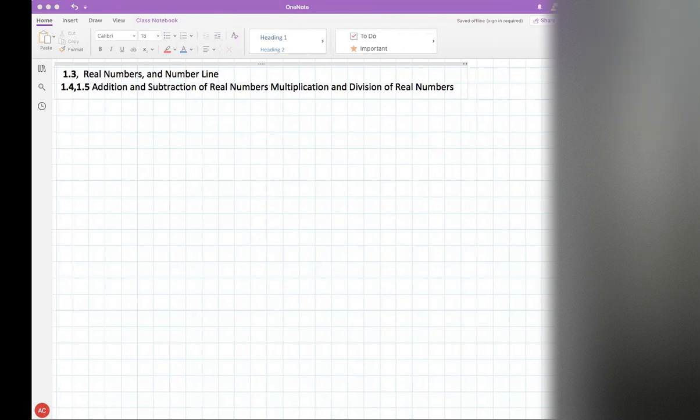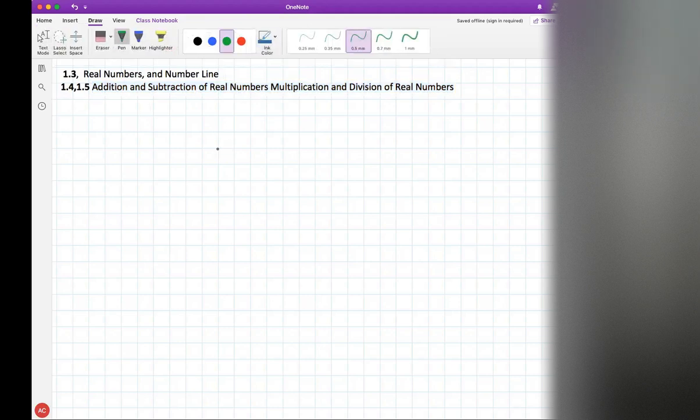Hey everybody, today we're going to be talking about the real numbers. We're first going to identify or define in detail what real numbers are before we move on to learning the signs. Basically, this is about the signs, all the signs of addition, subtraction, multiplication, and division. We're going to learn those today.